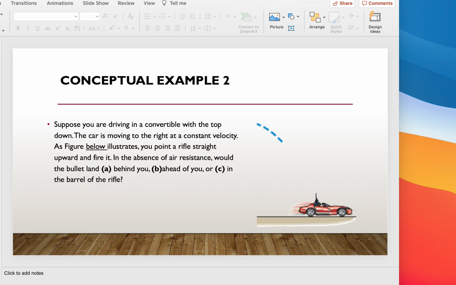Here's another example. Conceptual example 2. Suppose you're driving in a car. The car is moving to the right at a constant velocity. You point a rifle straight upward and fire it in the absence of air resistance. So how will the bullet land? Behind you, ahead of you, or in the barrel of the rifle?